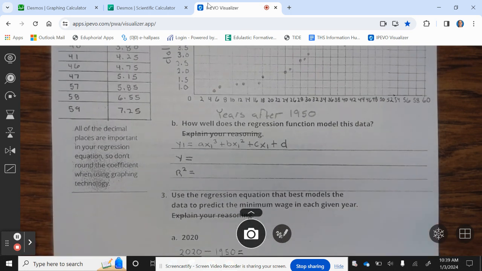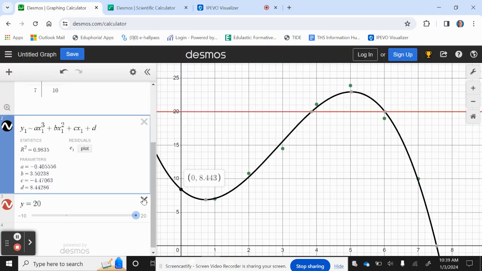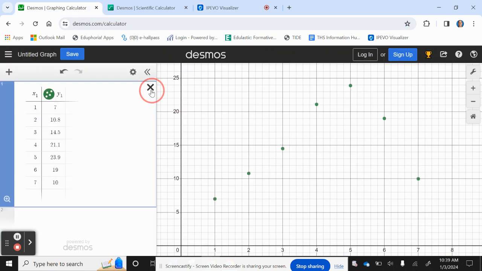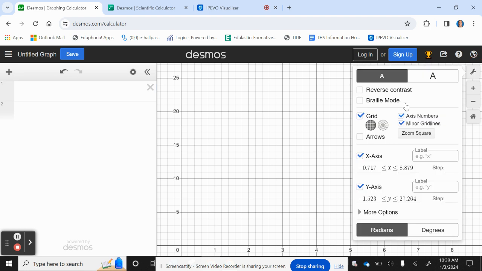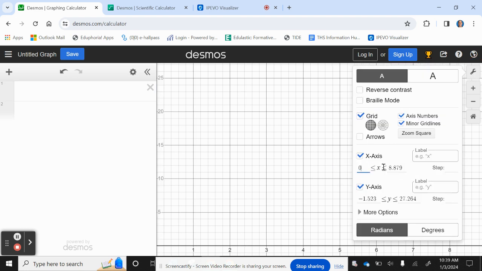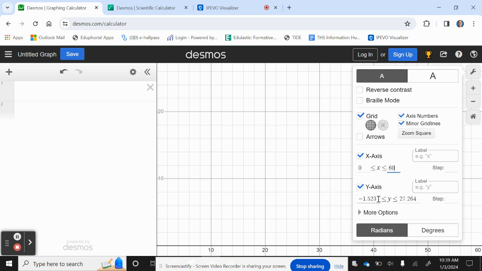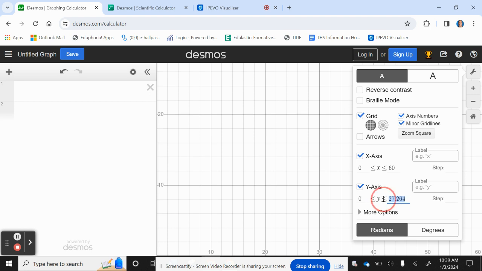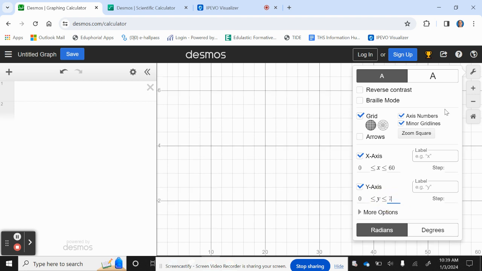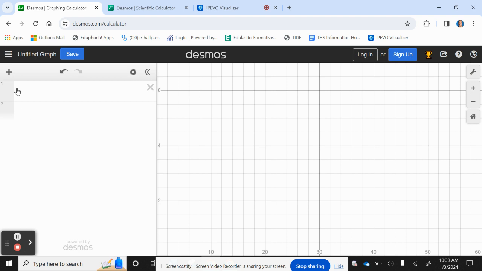How well does the regression function model the data? So let's go and take the regression equation. Now we need to remove our previous problem, and we need to adjust our window. In this case, this is from 0 to 60 and 0 to 7. Okay, and let's go and add our points.